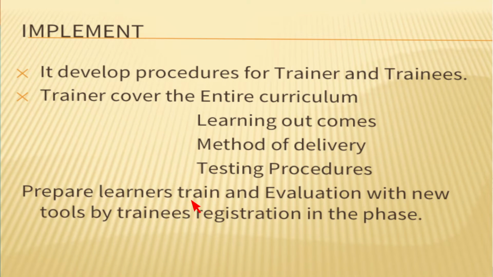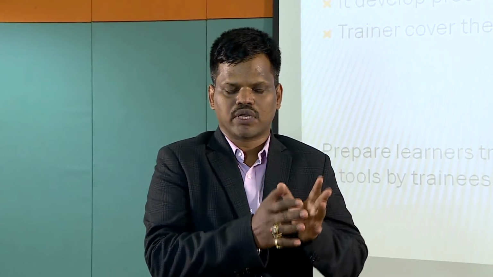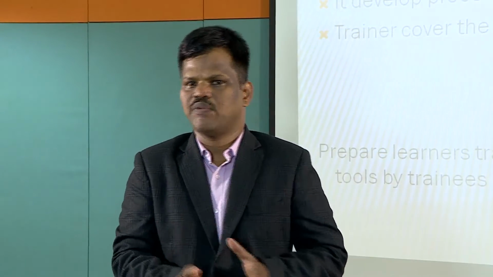Prepare the learners, train and evaluations with the new tool by trainers or trainees, registration in the phase. The implementation process means I have already fully prepared the curriculums. According to the curriculum, we can analyze the syllabus, then design the syllabus, then develop the curriculums, then go through the implementation. The implementation part is over. The first stage, make trainees registration in the phase. Then only they come for the training activities.